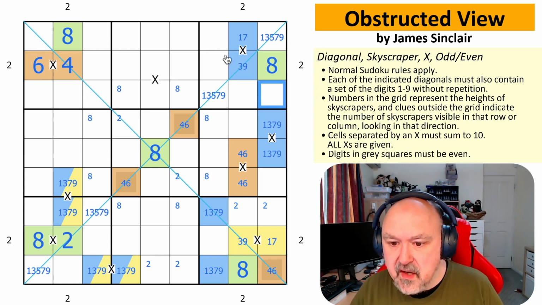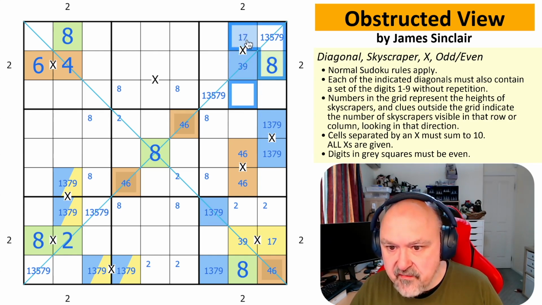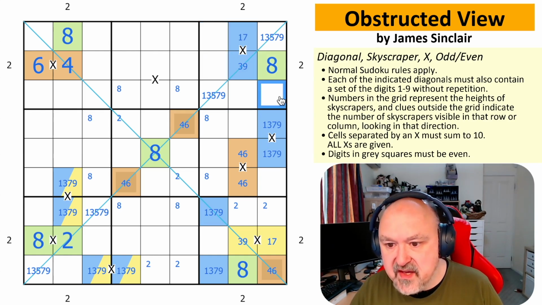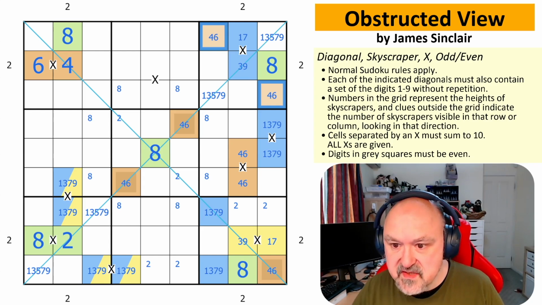So orange up here. That has to be orange, surely. Because I can't put orange there. None of those are 4 or 6. And I can't put them both there. And I can't put it there. Those are both orange. So those are the 4, 6.